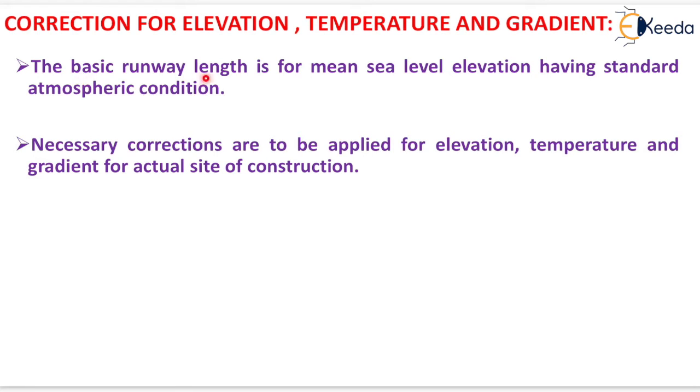Now the next one is correction for elevation, temperature and gradient. The basic runway length is for mean sea level elevation having standard atmospheric conditions. Now necessary corrections are to be applied for elevation, temperature and gradient for the actual site of construction.